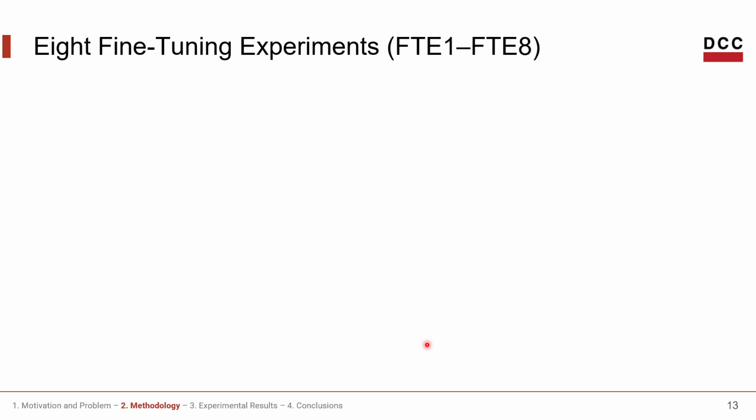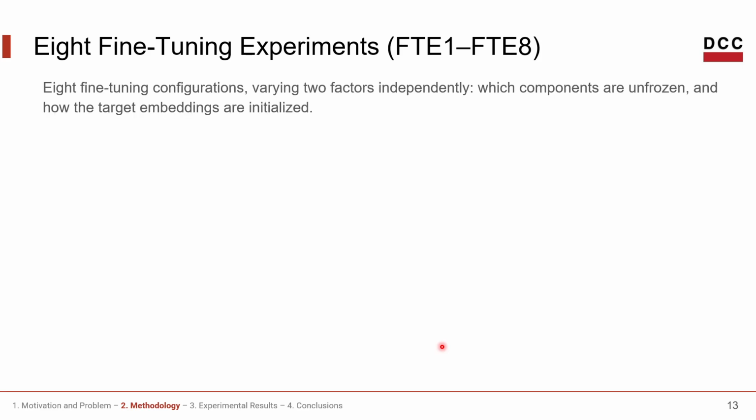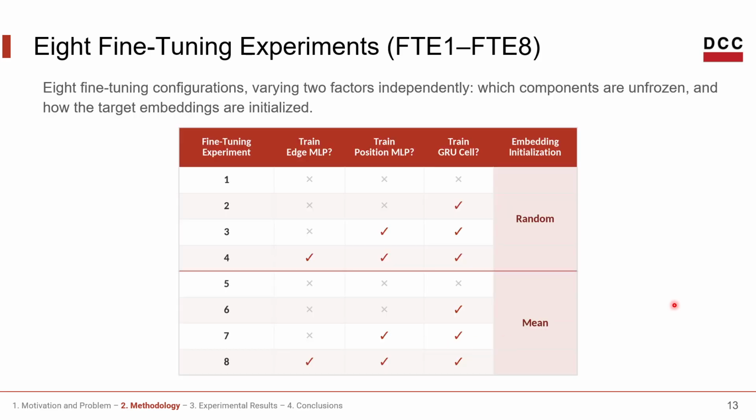So to test the hypothesis out, the idea was to run 8 fine-tuning configurations that cross two factors independently. So the first one is progressive unfreezing. As you can see here, I have the parts of the message passing component. And starting from everything frozen in the message passing component, I unfreeze some parts one at a time. So I start with everything frozen, then I unfreeze the GRU, and so on.